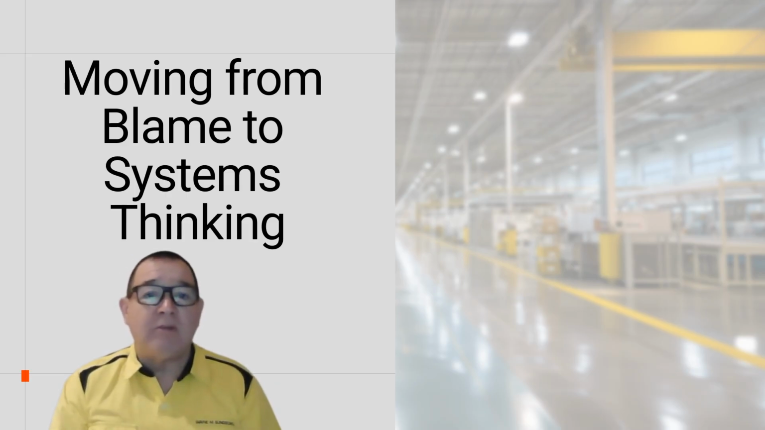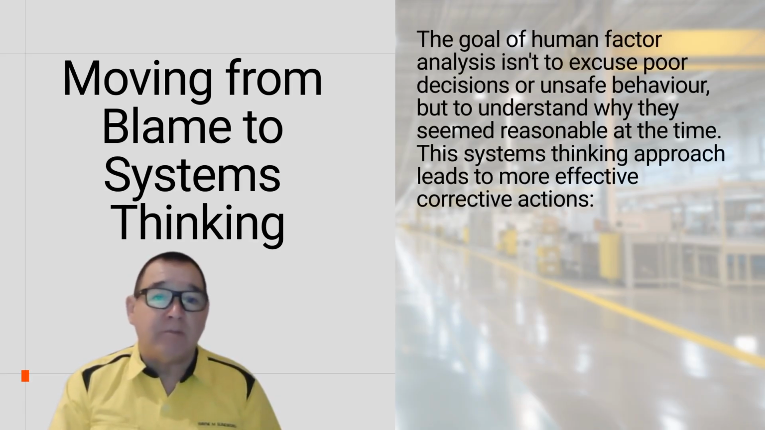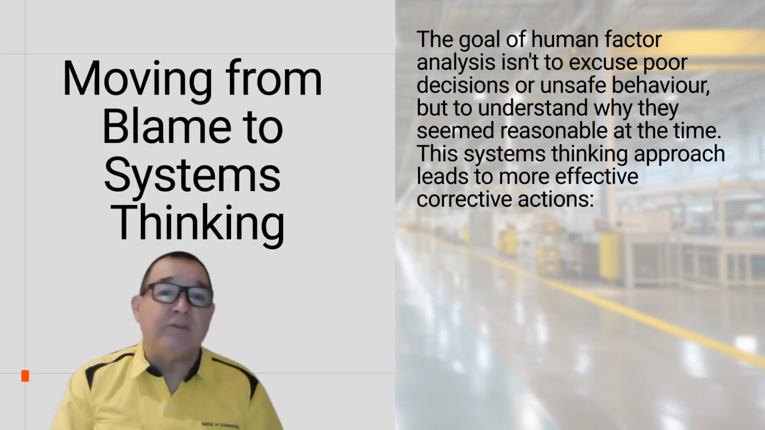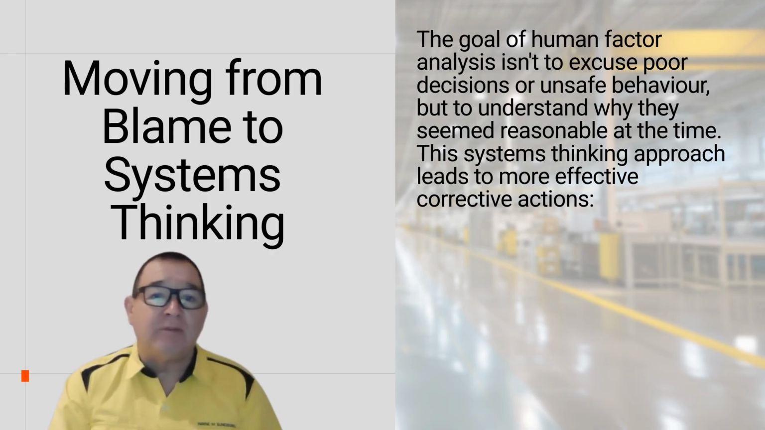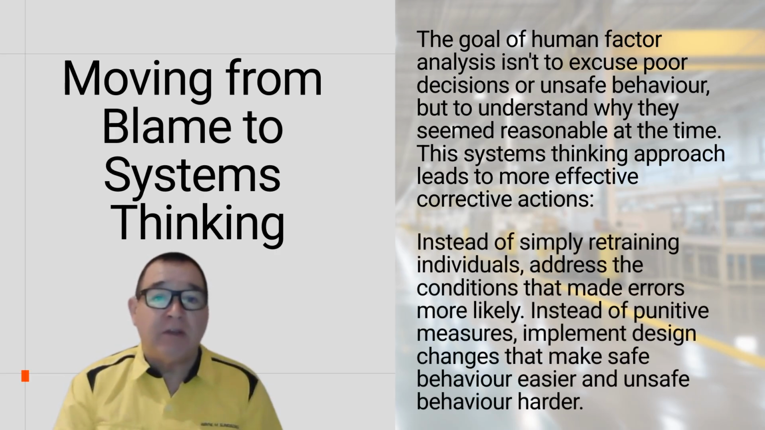The goal of human factor analysis isn't to excuse poor decisions or unsafe behavior, but to understand why they seemed reasonable at the time. This systems thinking approach leads to more effective corrective actions. Instead of simply retraining individuals, address the conditions that made errors more likely. Instead of punitive measures, implement design changes that make safe behavior easier and unsafe behavior harder.